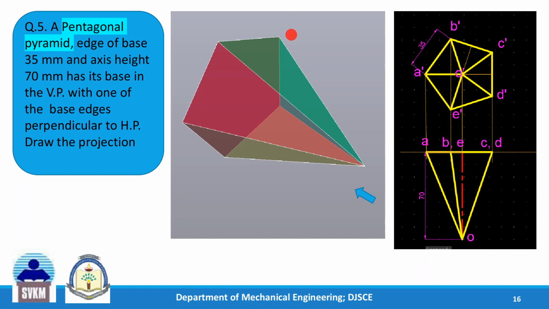Seeing from the top, we are going to get these two triangles, one for this and another for this. Fine. So this is how the top view is completed.